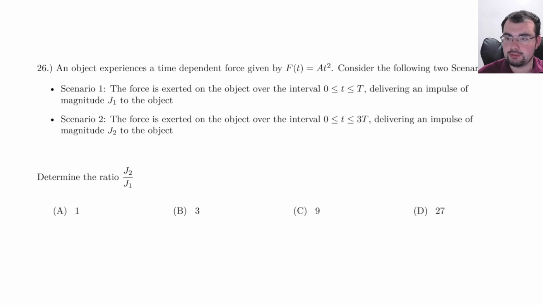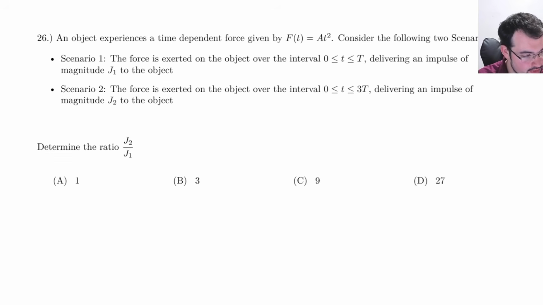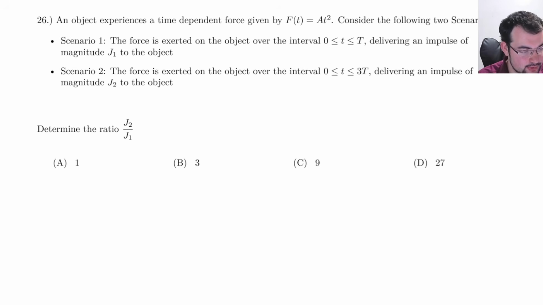All right, an object experiences a time-dependent force given by this function. Consider the following 2 scenarios, where we exert the force over an interval capital T or capital 3T, and we want the impulse magnitude ratio. So how do we relate impulse to force time functions?